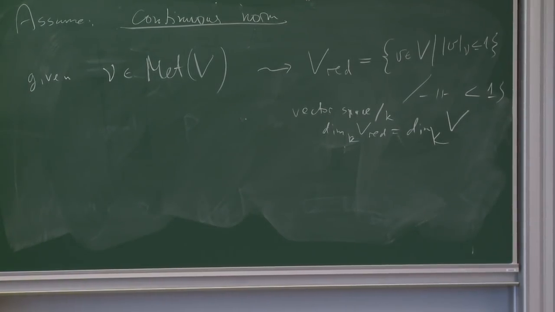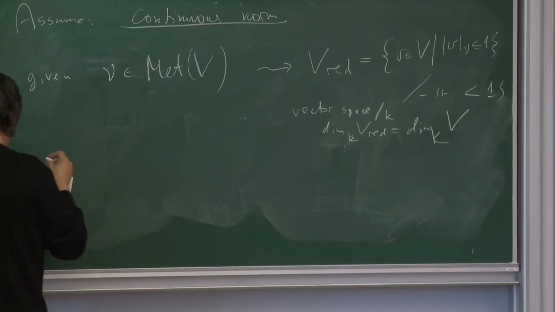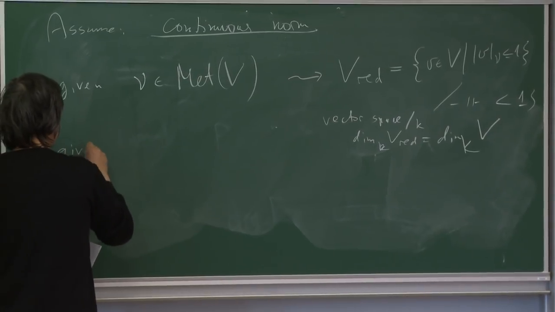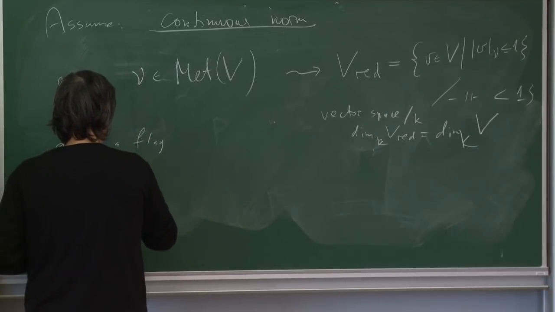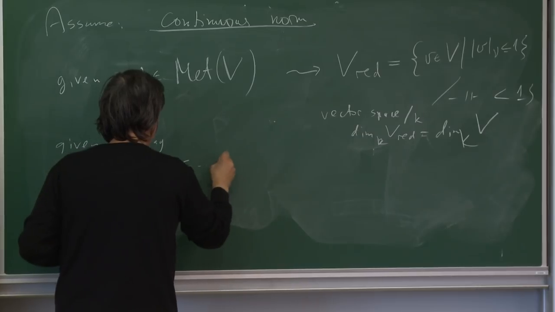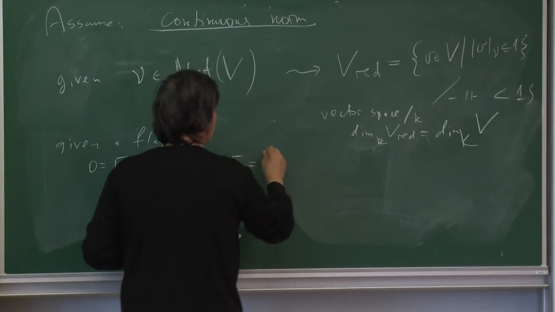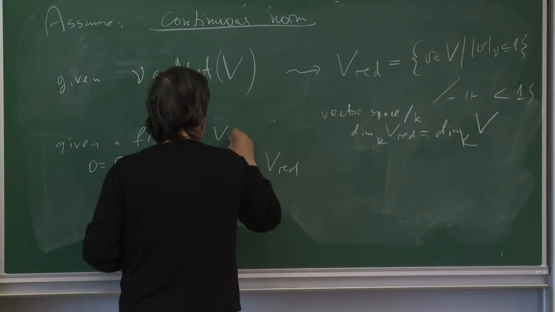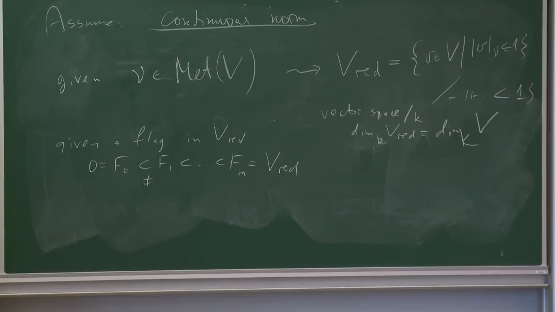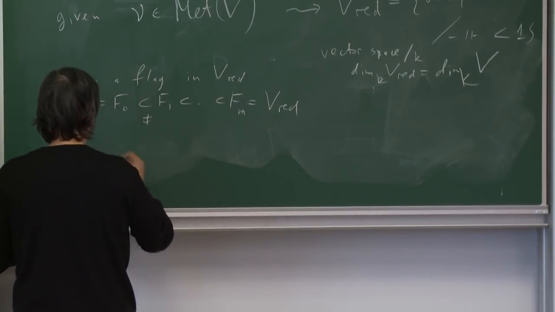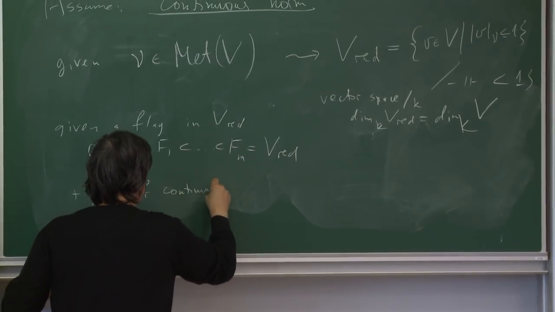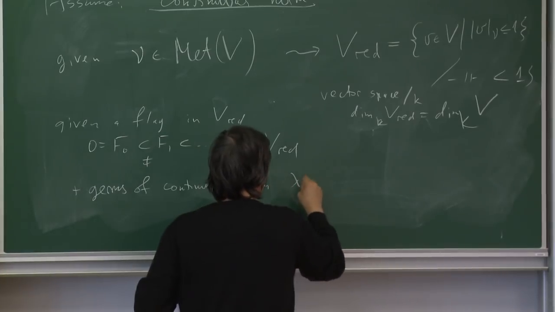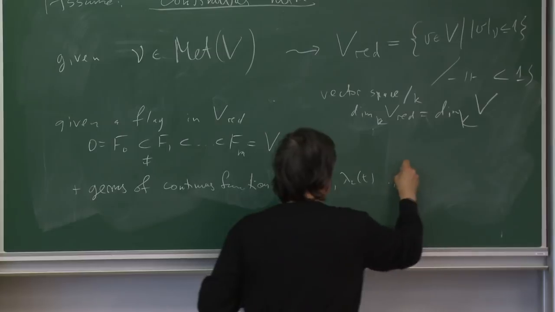Now imagine the following. I have this field with the residue field. Suppose I get a certain flag, maybe not complete flag, F0 sitting in F1, of certain lengths, certain m, in V reduced, a finite dimensional space. And suppose I get a bunch of functions, which are germs of continuous functions: lambda 1 of t, lambda 2 of t, up to lambda m of t.